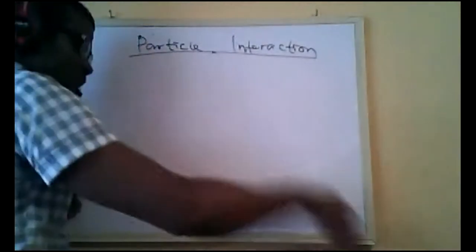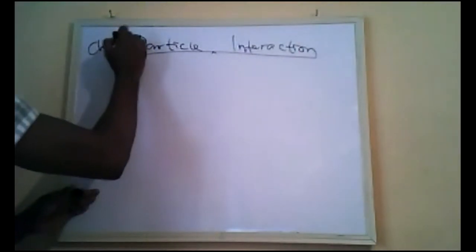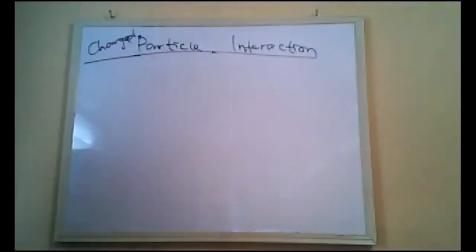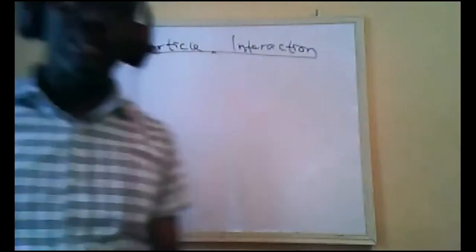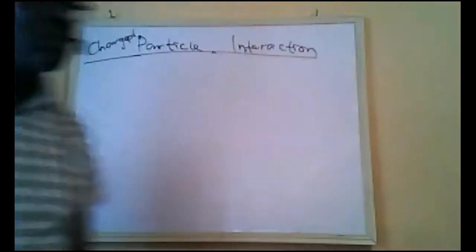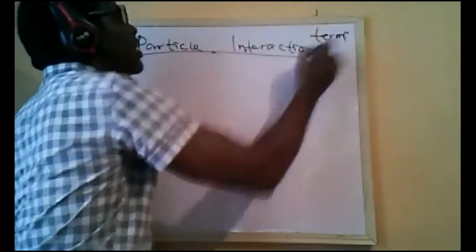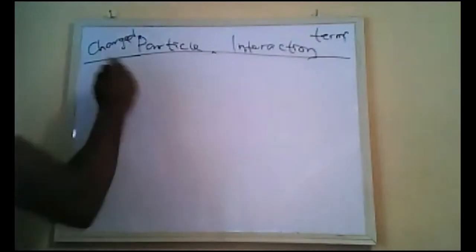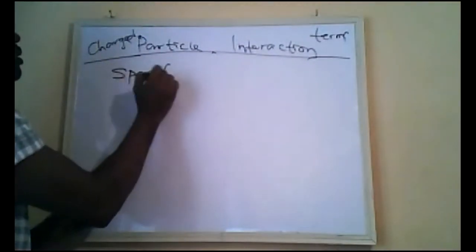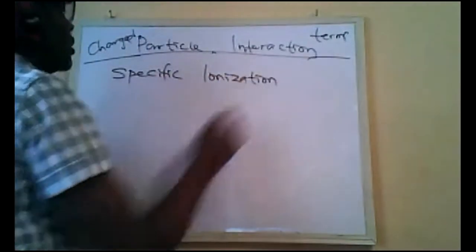So, charged particle interaction. Sorry, it's charged particle, not just a particle, because we are going to treat neutron interactions differently. So, charged particle interaction terms. There are some terms that we need to understand when we come to charged particle interaction. One of such is specific ionization.